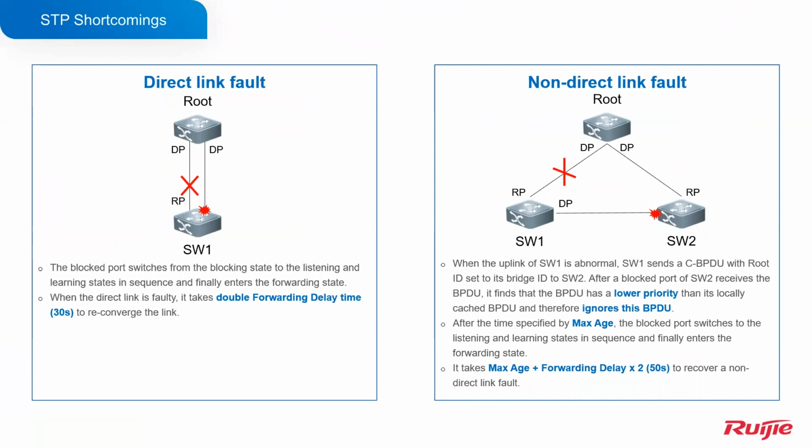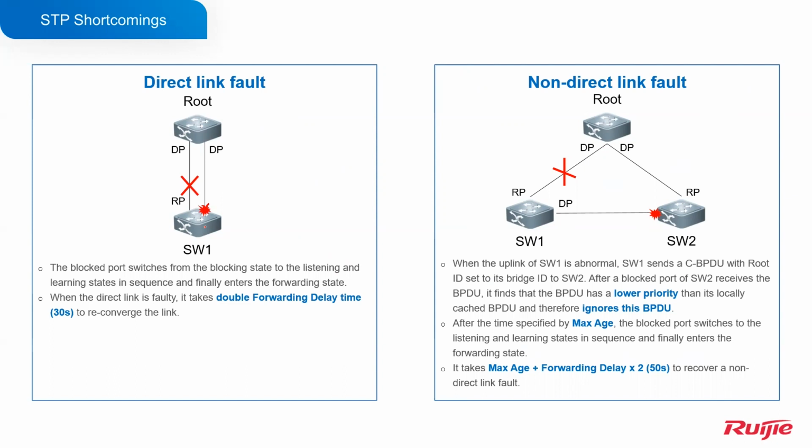Okay, and next, let's see the shortcomings of STP. First is the direct link failure. The blocked port switches from the blocking state to the listening state and learning state in sequence, finally entering the forwarding state. It means that in this case, if the direct link is down, we should, of course, open the blocked port, but it takes 30 seconds to recover because the blocked port should switch from blocking state to forwarding state. It takes 30 seconds.